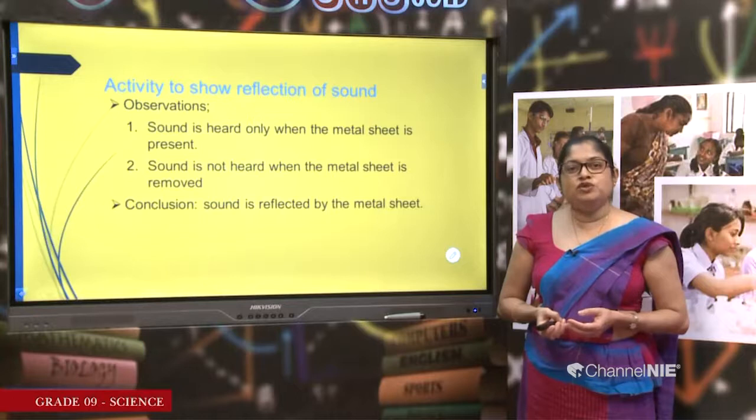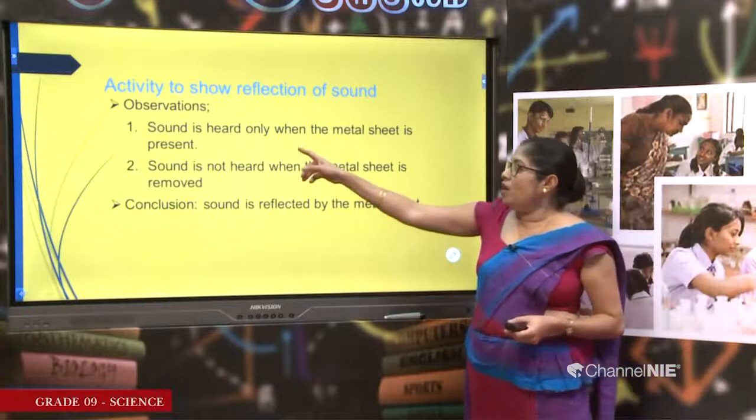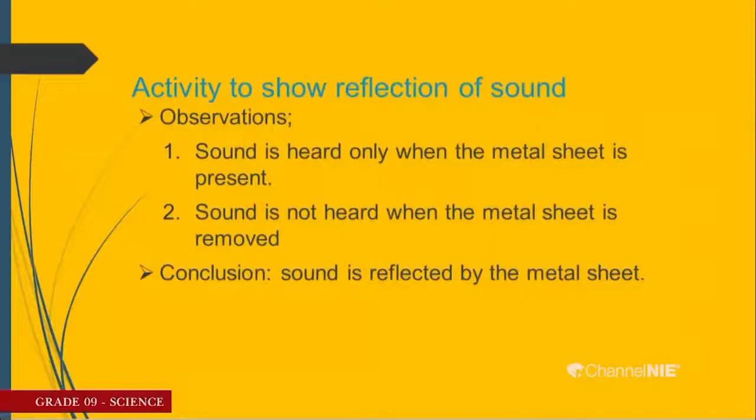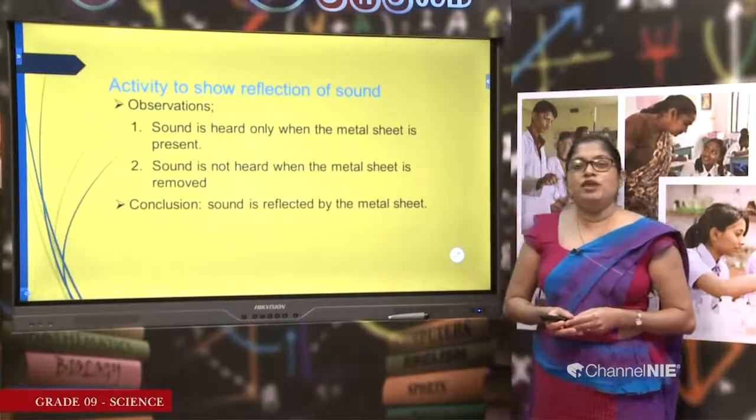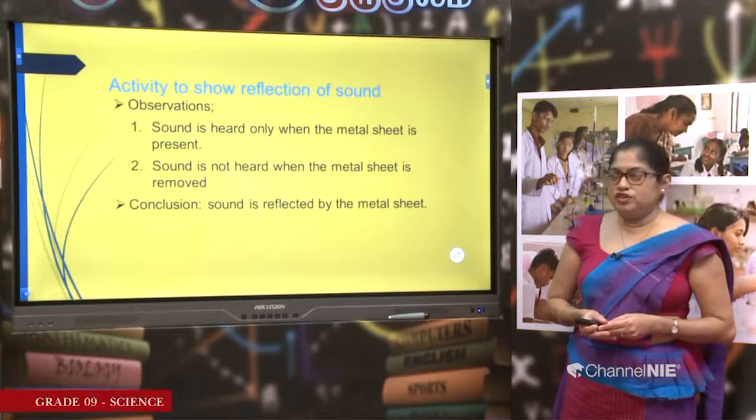What is an observation? Observation is what you saw in an activity. Here you heard sound when the metal sheet is present at a certain point, and when the metal sheet is removed, sound is not heard. So, what did you learn from this activity? We write it under conclusion. So, it is obvious that sound is reflected by the metal sheet, because when we remove the metal sheet, you did not hear the ticking sound of the watch.